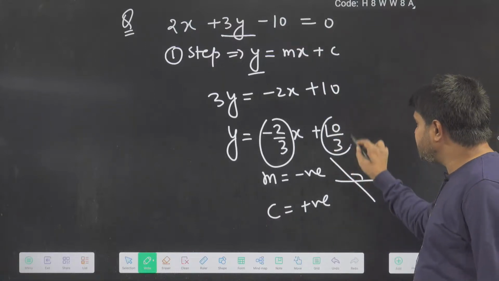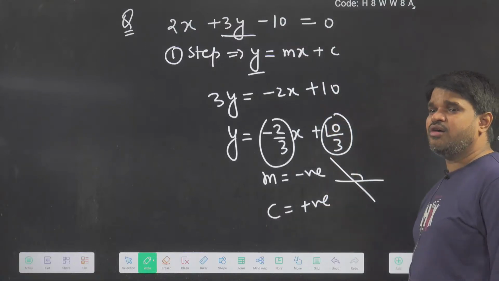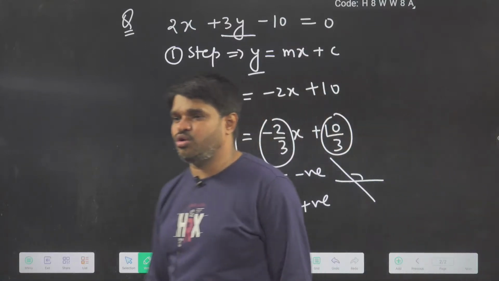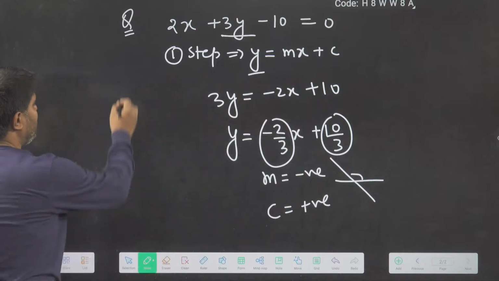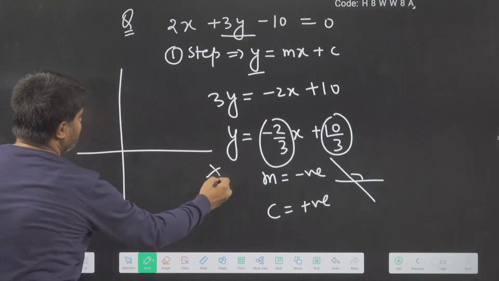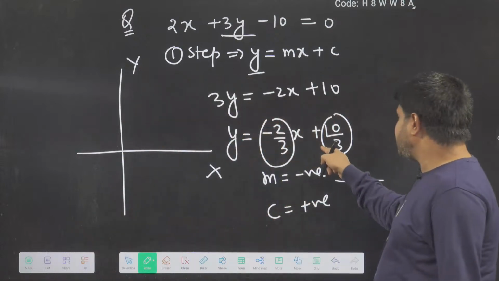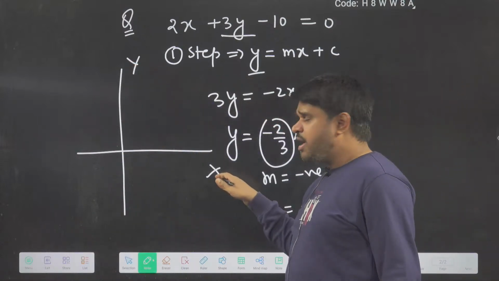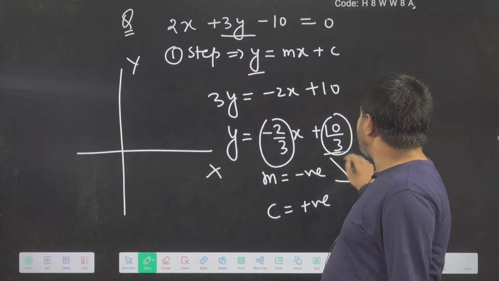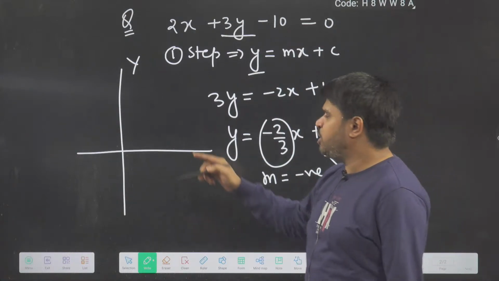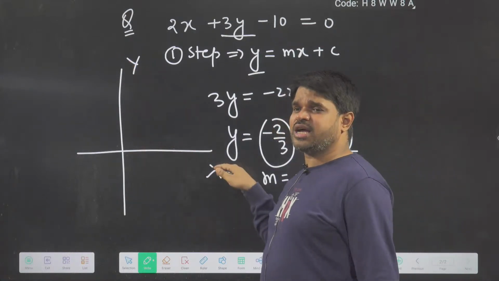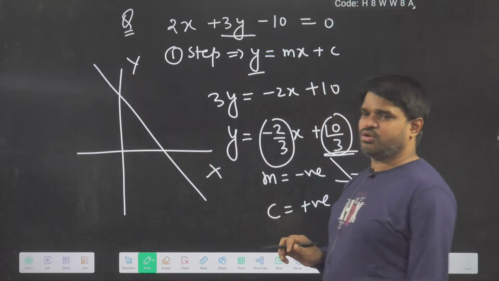If c is positive, the line will cut the y-axis above origin. So m is negative, c is positive. On the x-axis and y-axis, I have to draw this kind of line, cutting the y-axis above origin because c is positive. So above origin and this kind of line, something like this.